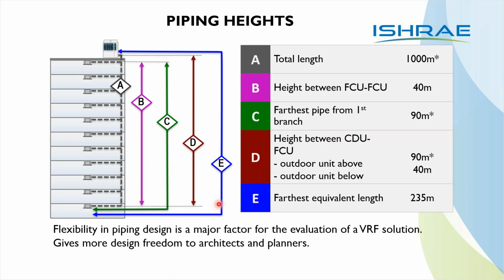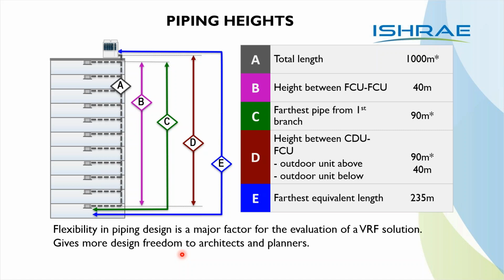So what is the total length? It is 1000 meters, height between FCUs is 40 meters, farthest pipe from first branch is again 90 meters. Now look at this, again there's an asterisk, so you need to understand what these aspects are. Height between condensing unit and fan coil unit: outdoor unit above is 90 meters, outdoor unit below is 40 meters, farthest equivalent length is 235 meters. So flexibility in piping design is a major factor for the evaluation of a VRF solution.